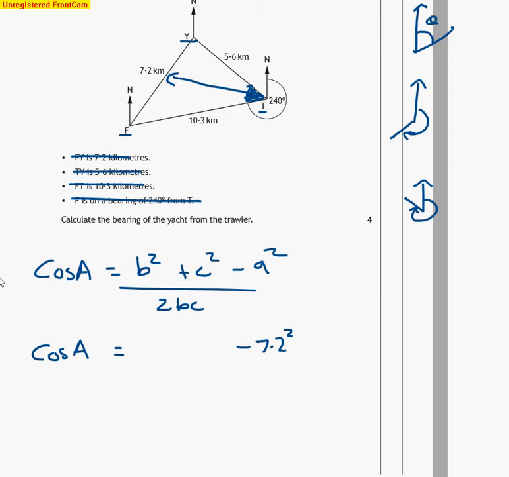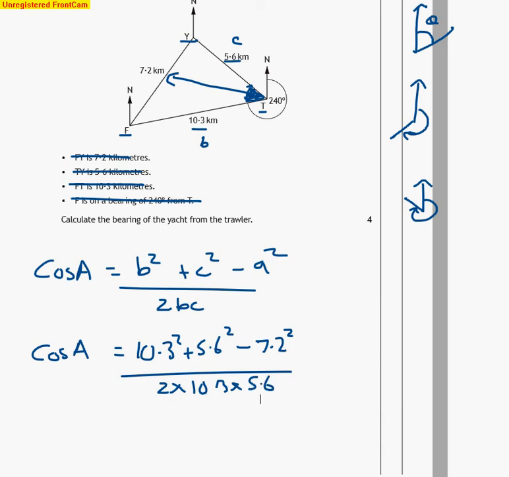Now is this B or is this B? Doesn't matter. These can be either, because they're going to come out in the wash in the equation. Let's just call this one B and call this one C, just to keep it consistent, but it does come out in the wash. It doesn't really matter which one's which. And then 2 times B, which is 10.3, times 5.6.